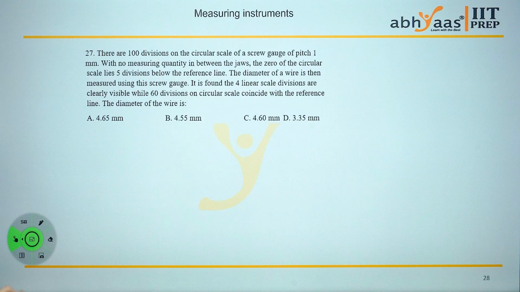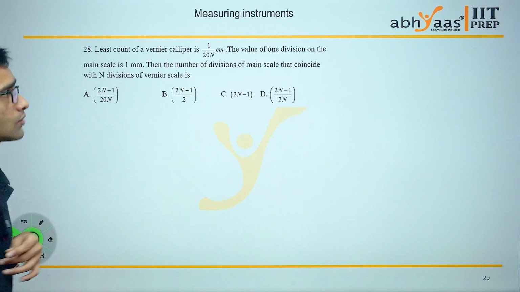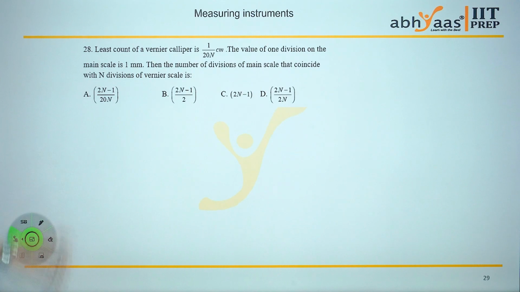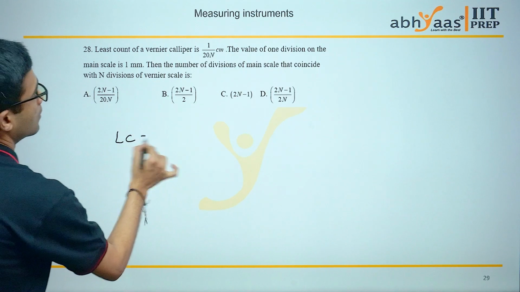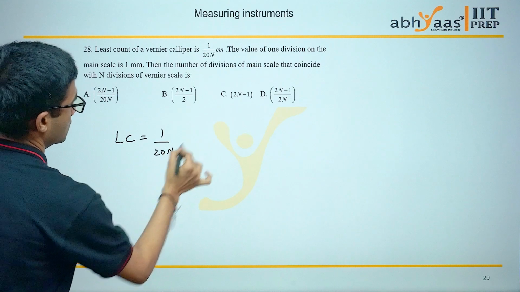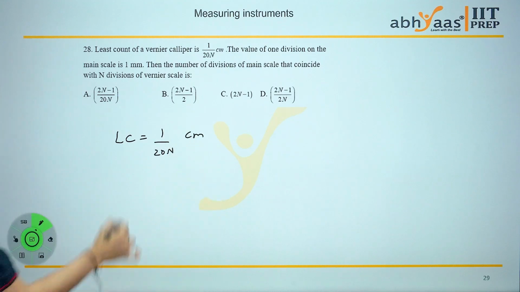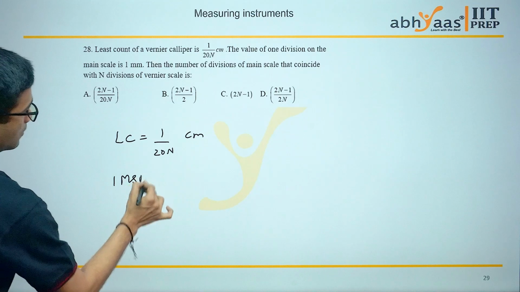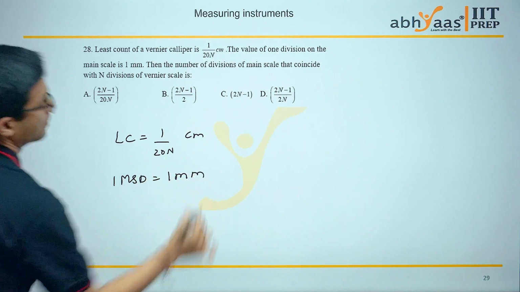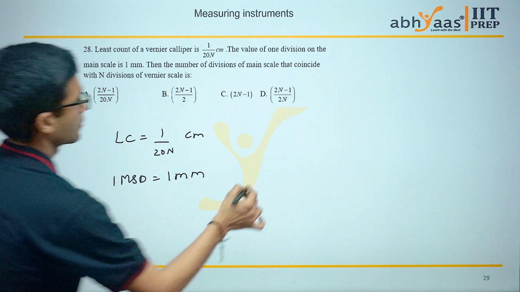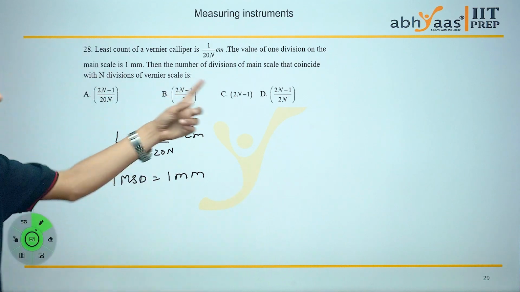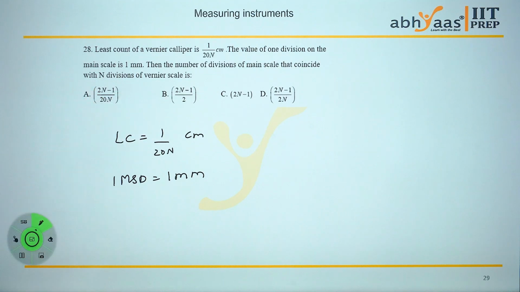Now if you go to the next question, this one is also very important. Here the least count is directly given. Least count is equal to 1 by 20 n centimeters. Value of one division, that means 1 MSD, is given as 1 mm. The number of divisions on the main scale that coincide with n divisions of the vernier scale, we have to calculate.